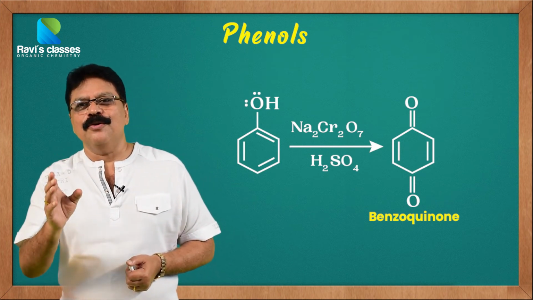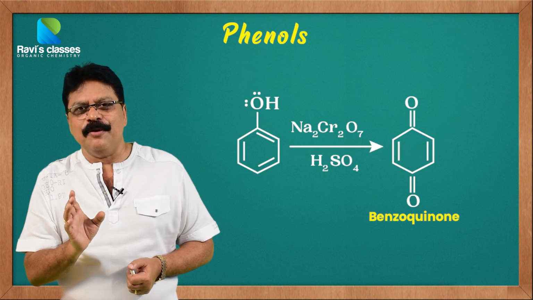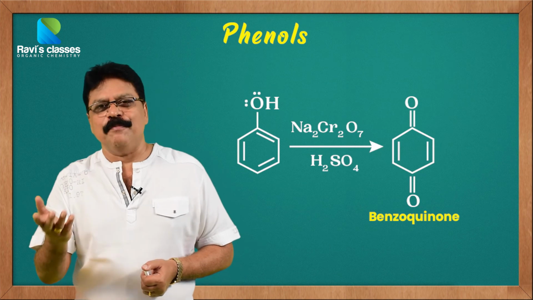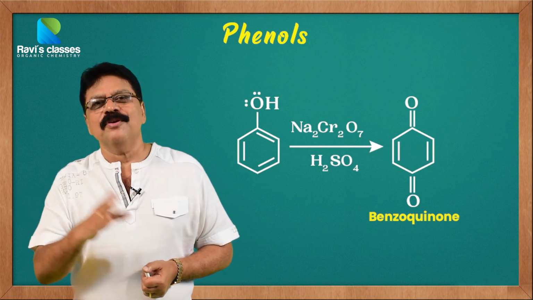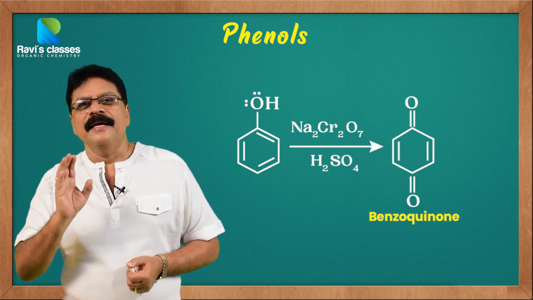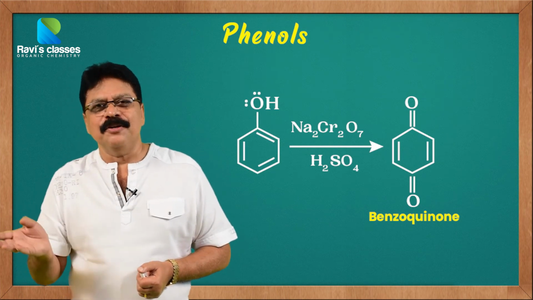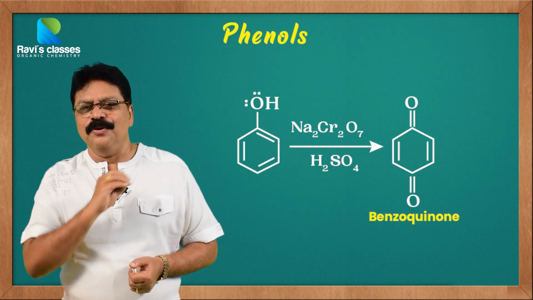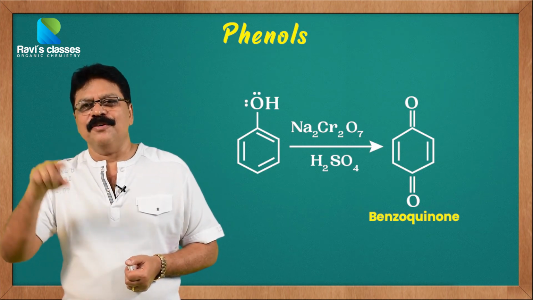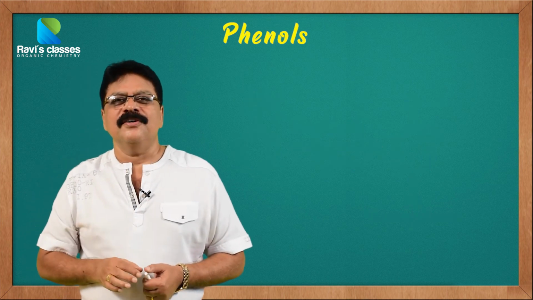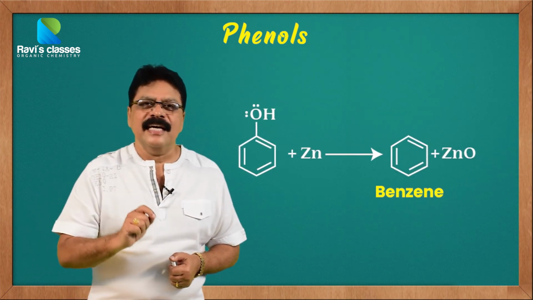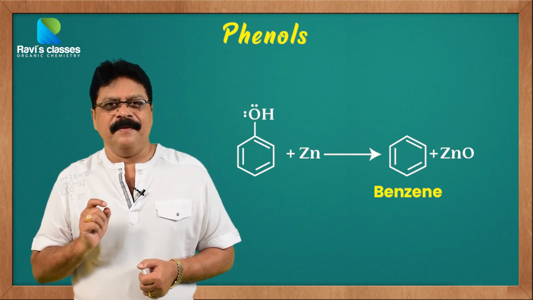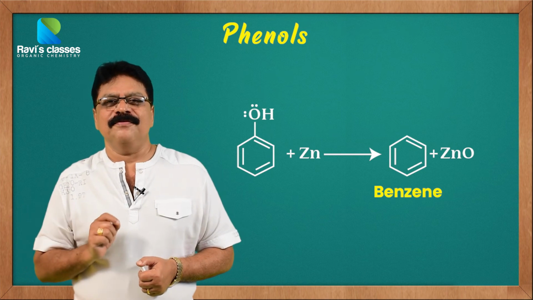So, when a phenol bottle is freshly kept in the laboratory, it is colorless in solution. But when you keep it for 5 or 6 months, if it is kept open, it becomes brown in color. Why? Because benzoquinone is formed. Phenol can be converted to benzoquinone even by adding a slight mild oxidizing agent like CrO3. So, when phenol is treated with CrO3, it results in the formation of benzoquinone. Another interesting reaction of phenol is when phenol is treated with zinc dust, it results in the formation of benzene. So, this again is another important reaction of phenols.